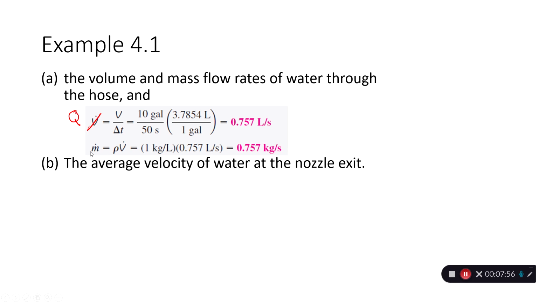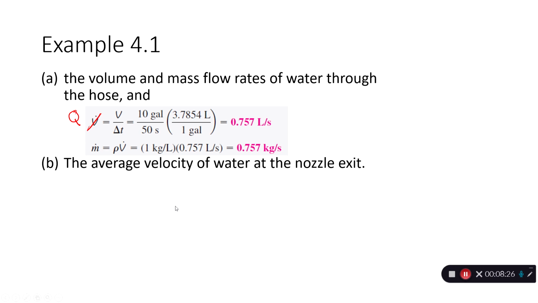The mass flow rate, you don't have to separately calculate this because you know that density equals mass flow rate over volume flow rate. Again, this V dot is the same as Q. Density of water, you know this very well. You can also write it as 1000 kilograms per meter cube, and this is the volume flow rate. You get this answer.